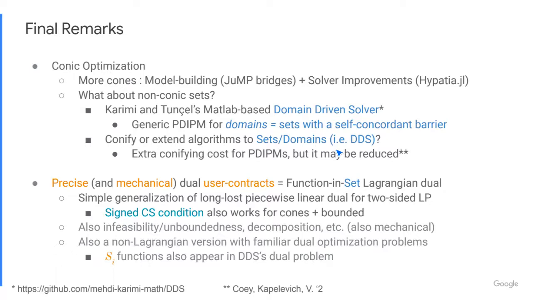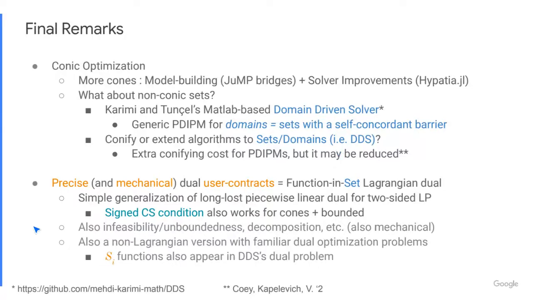I also mentioned that if you have a set that is not a cone, you can make it a cone by conifying it, by adding one variable. It's not so clear that that translates the oracles that Hypatia wants or needs in an efficient way, but we have some evidence that it might be able to reduce any cost significantly for a fairly general set of cases. So it's still not clear: should we stay in the conic world with a lot of cones, or take the extra step to go to the not necessarily conic set?